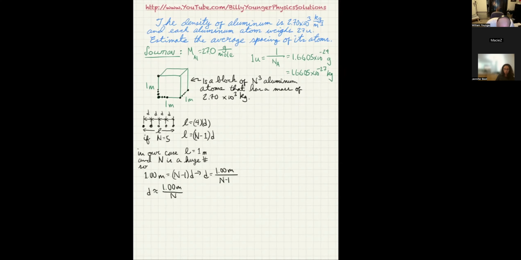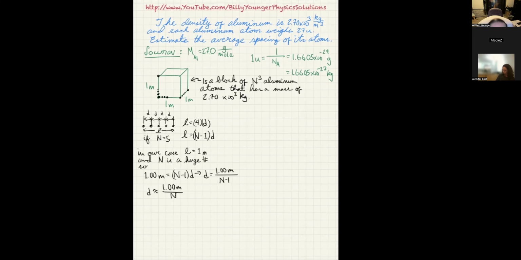So if we've got a way to find n, then we will have a way to determine what the spacing is for the atoms. Or molecules, if we were doing molecules and imagine them being in a cubic lattice like this. So does that make sense? Feel free to ask me any questions if you don't understand.